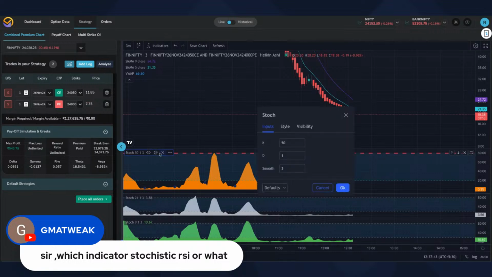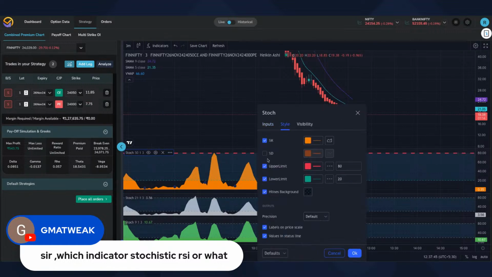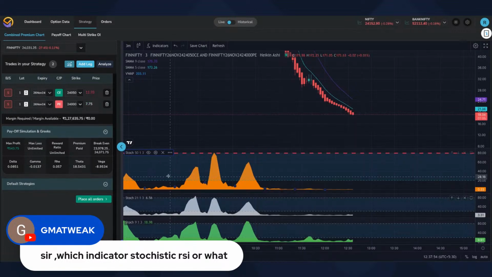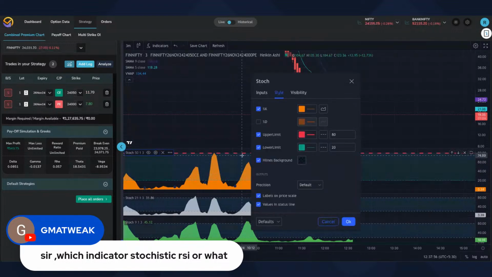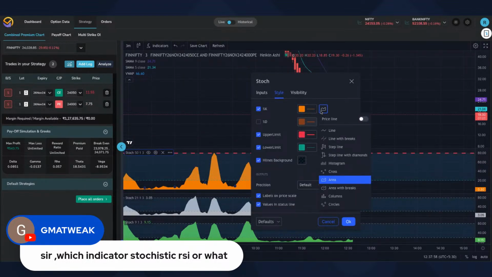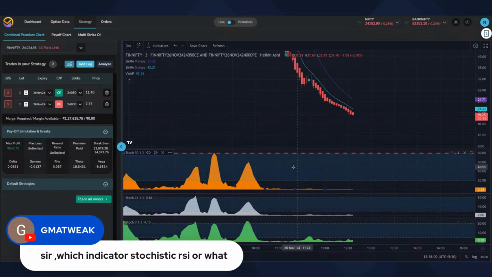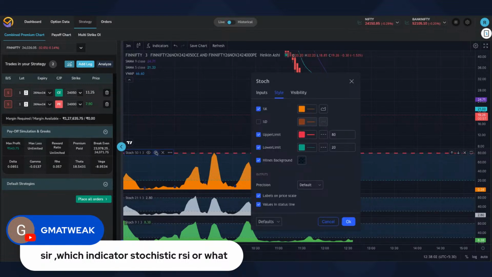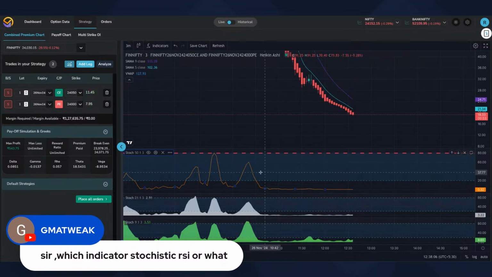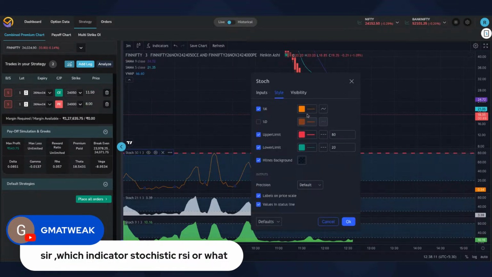I made some changes here in the style. I got rid of the percentage D and other things I had put, and the color I had put for the percentage K. That's the only change that I did. Also, this I made as an area. You can get rid of that area and show a line also, but area seems to be quite more impactful. That's the reason I made it area.